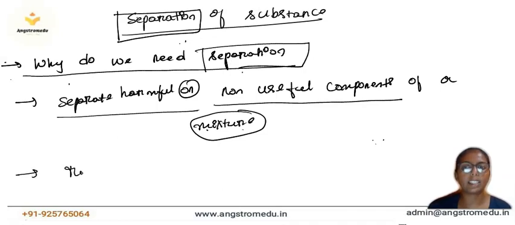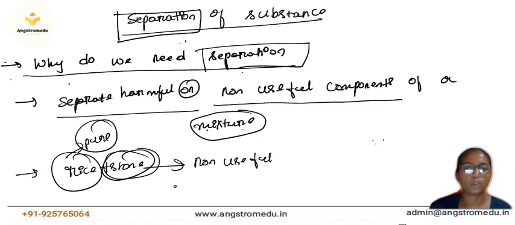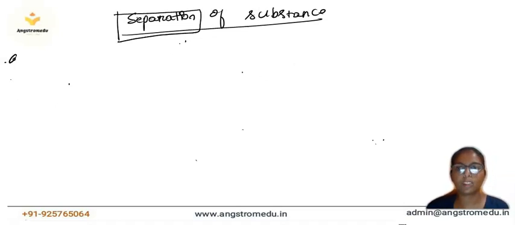So in the rice example, that is rice plus stone, the unwanted or non-useful substance is the stone. So after separating the stone, we get the pure particle, that is rice. So here the impurity is the stone. This is non-useful. So this is the basic principle or the main objective of the separation technique. Let's look at some questions.